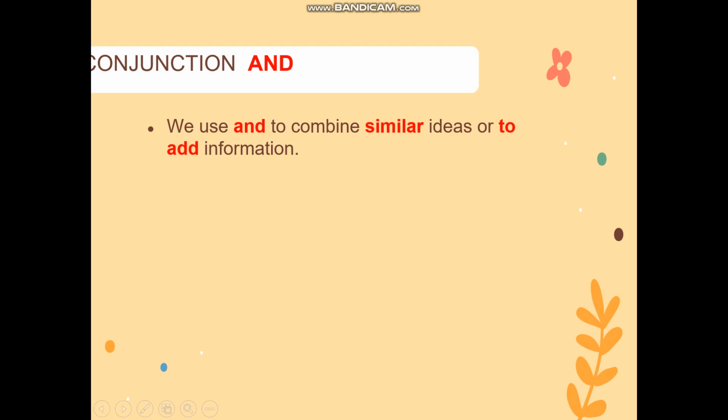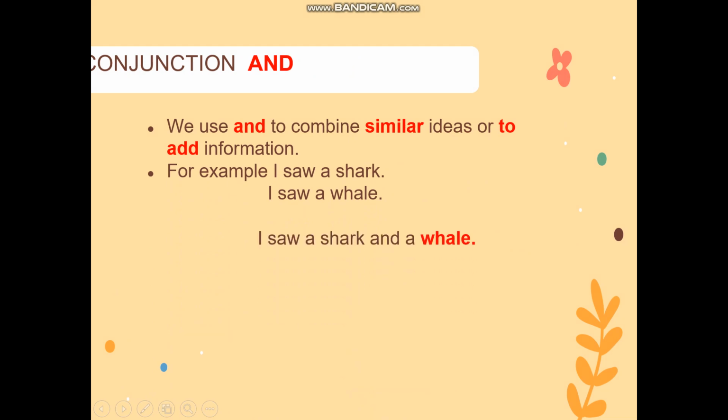Now let us move to the conjunction and. We use and to combine similar ideas or to give added information. जब हम एक ही तरीके के ideas को बताना चाहते हैं या we have to add some extra information, then we use the conjunction and. For example, I saw a shark. I saw a whale. Now, if we have to join these two sentences, we will write the conjunction and. This is how our sentence will look.